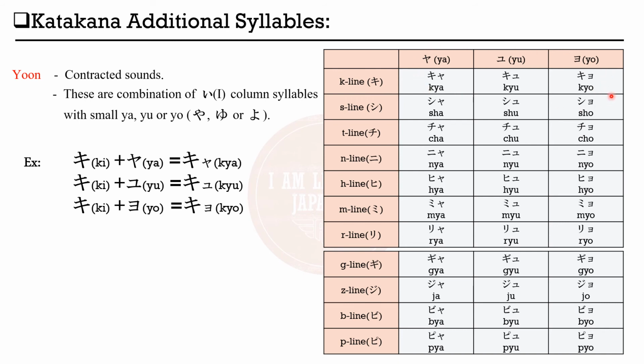This condition is applied for shi as well. Shi plus ya, we get sha. Shi plus yu, we get shu. Shi plus yo, we get sho. With the same condition, if you apply it to all the i column syllables of different line consonants, you will get these contracted sounds of different line consonants.